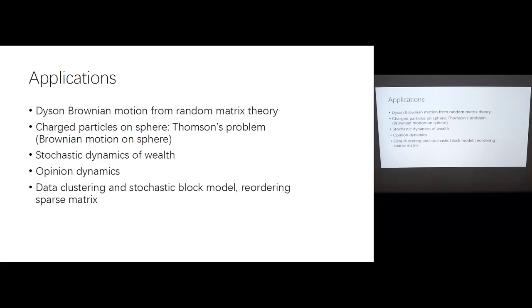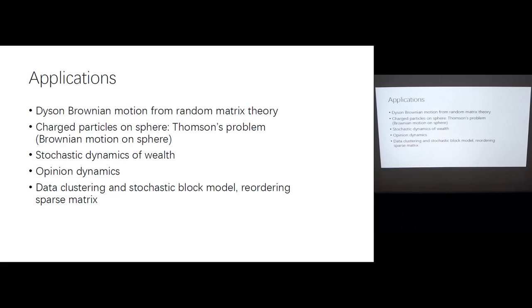All right, now I have all these different applications, depending on your background. As I said, particle systems arise everywhere, so I'm going to select a few. For example, the first one is from random matrix theory. If you want to compute the eigenvalues of a random matrix, you can write it as a Dyson-Brownian motion. And charged particles on a sphere, the so-called Thomson's problem, where you essentially do Brownian motion on the sphere. Then from mean field games, you can do stochastic dynamics of opinion dynamics. Also in data science, you can use this kind of algorithm for data clustering.